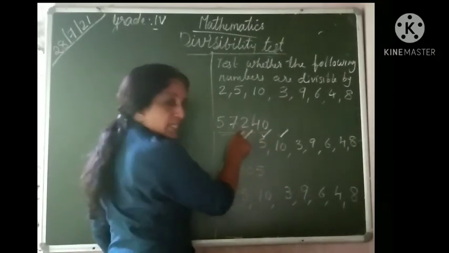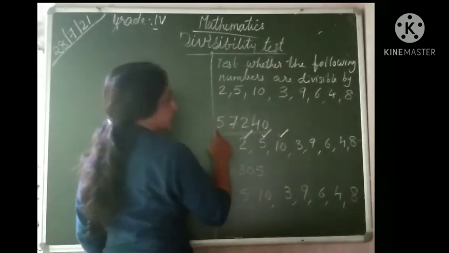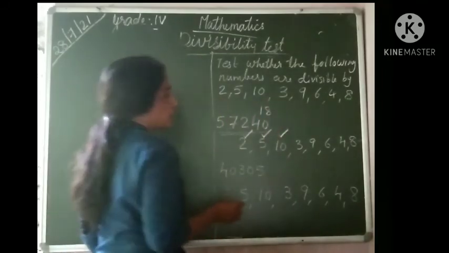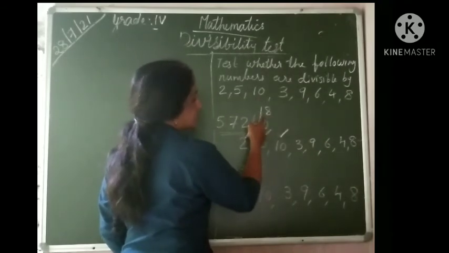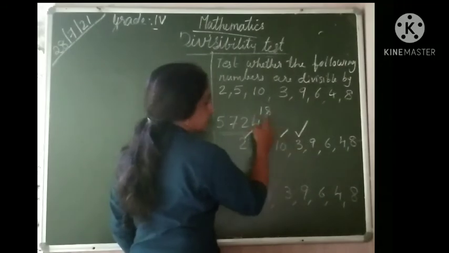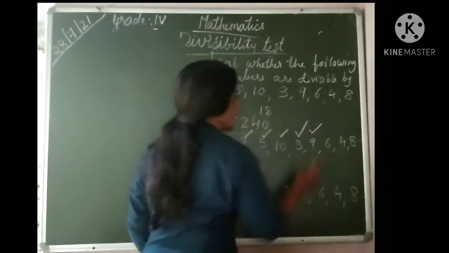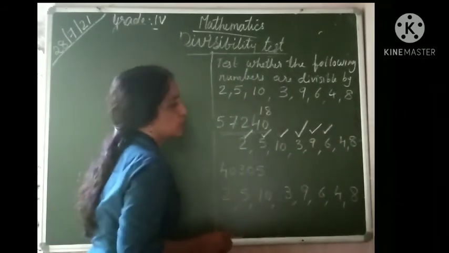4 plus 2 is 6. 6 plus 7 is 13. 13 plus 5 is 18. That is sum 18. Therefore, is this divisible by 3? 3 how many times? 3 6s are 18. Sum 18 is in the table of 3. Then sum 18 is in the table of 9 also. Now if it is possible by 2 and by 3, it is possible by 6.